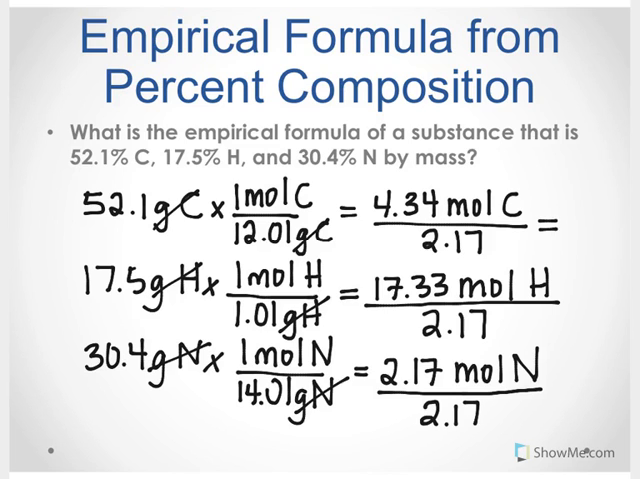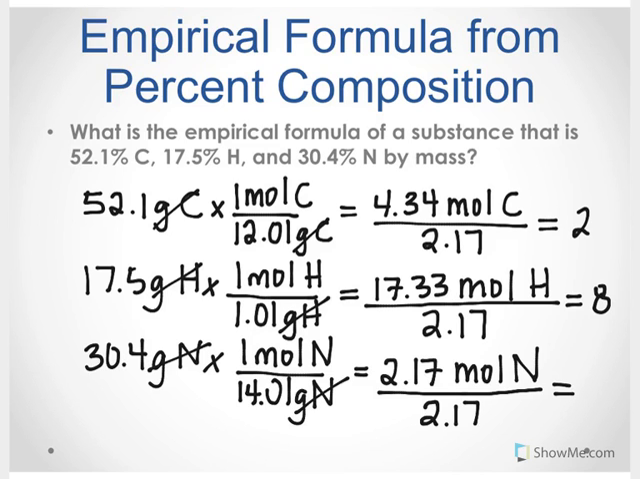And when you divide 4.34 by 2.17, you get 2. When you divide 17.33 by 2.17, your calculator will give you 7.99, which is close enough to 8 that we're just going to say that it's 8. And if you round properly, it would round up to 8 anyways.